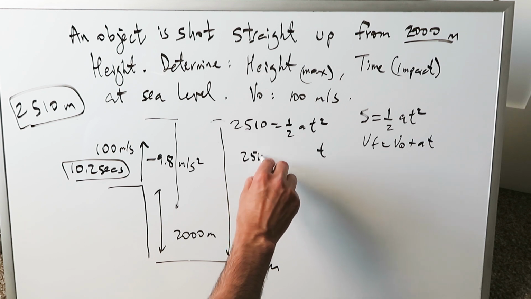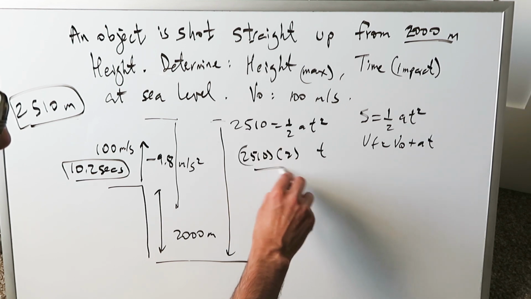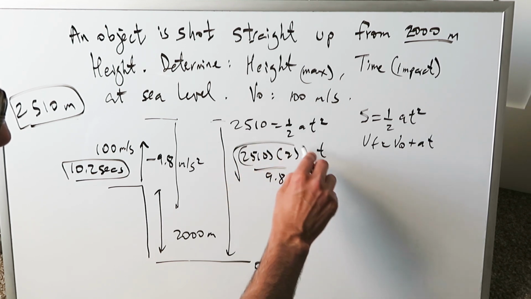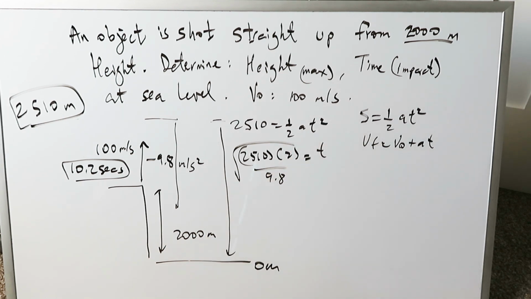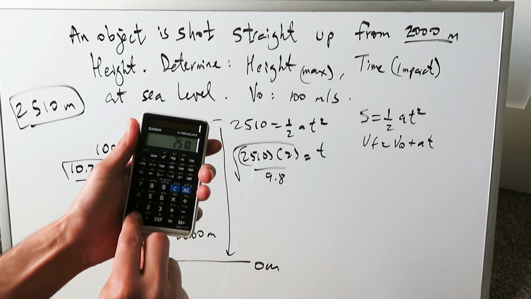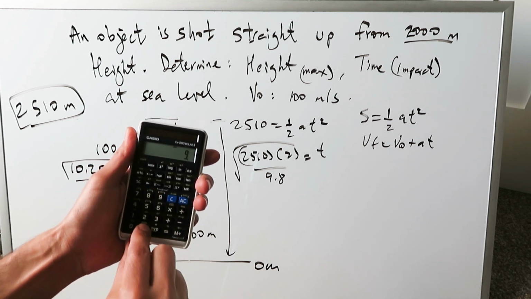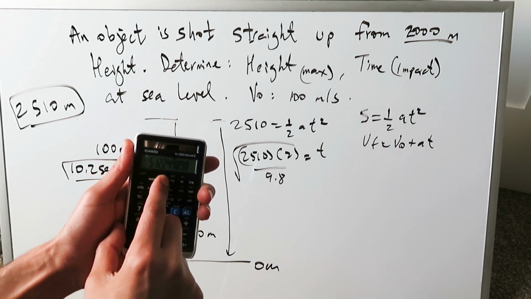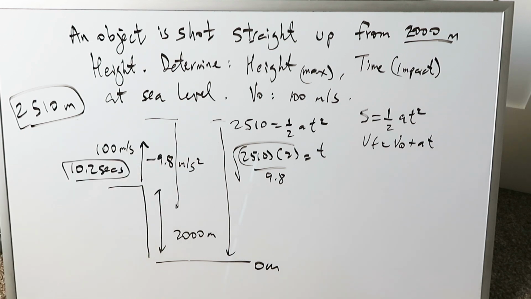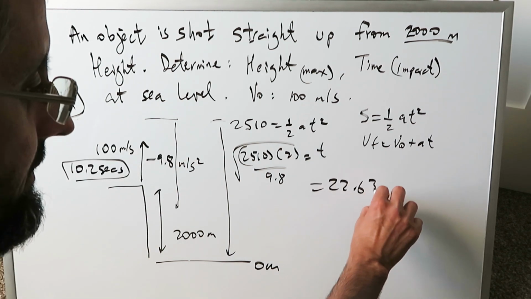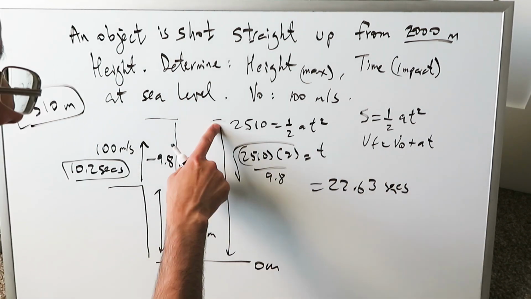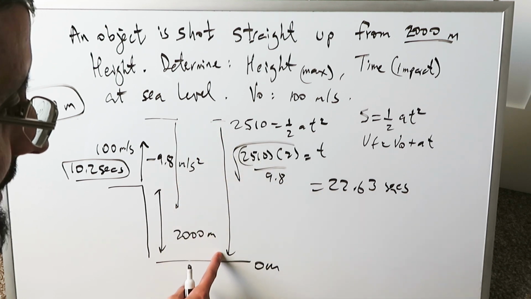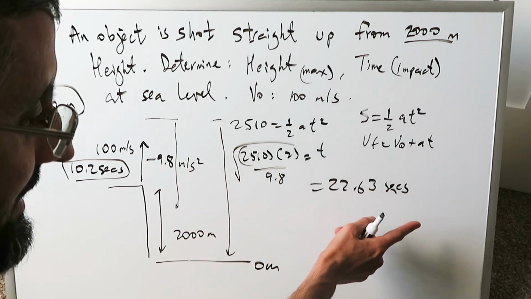You'll have 2510 times 2 divided by 9.8, then you're square rooting it because there's a t square. You take this computation, it's not hard. You square root that, you get 22.63 seconds. What does it mean? From the maximum height down to sea level, it's a 22.63 second trip.